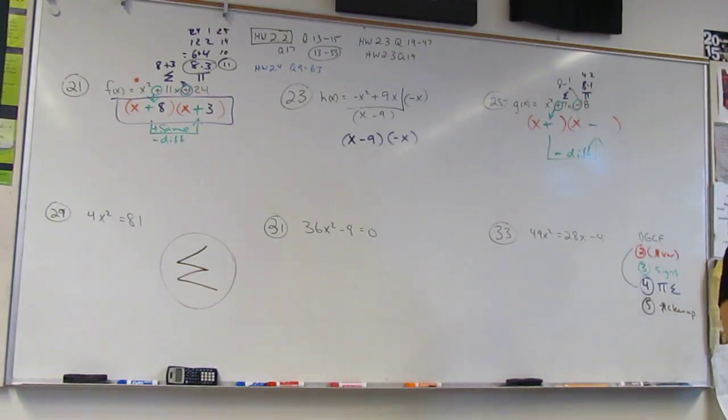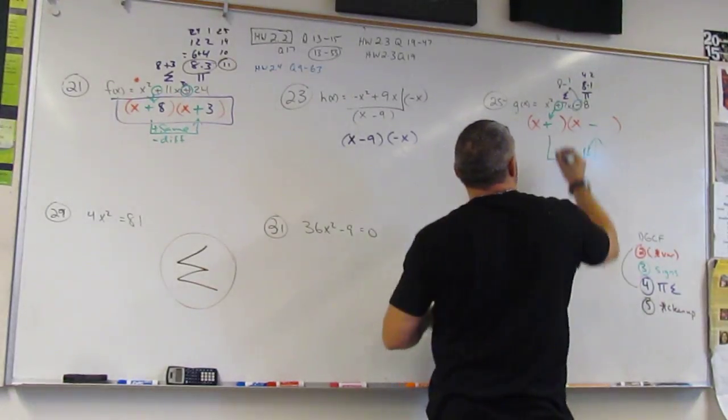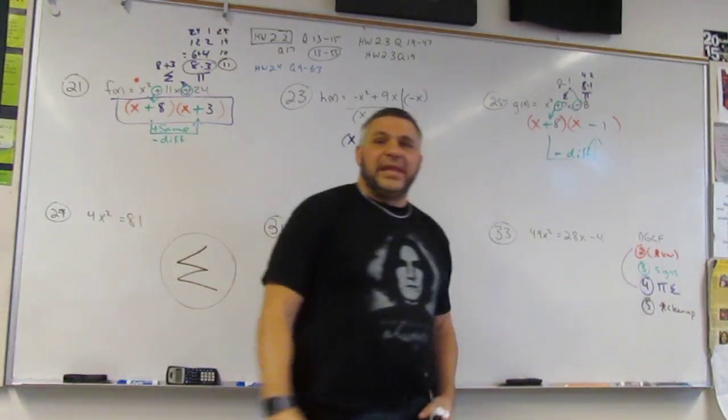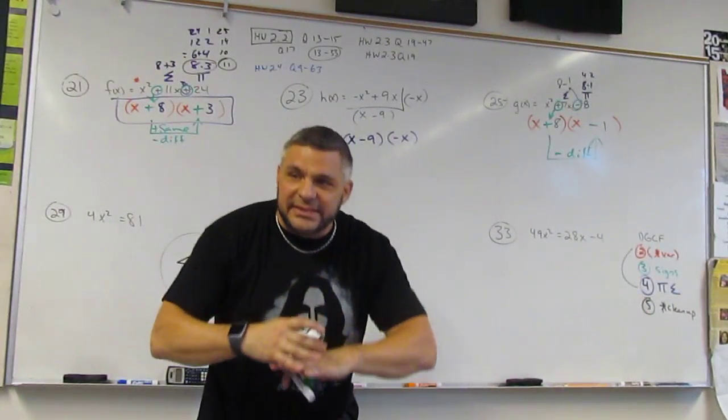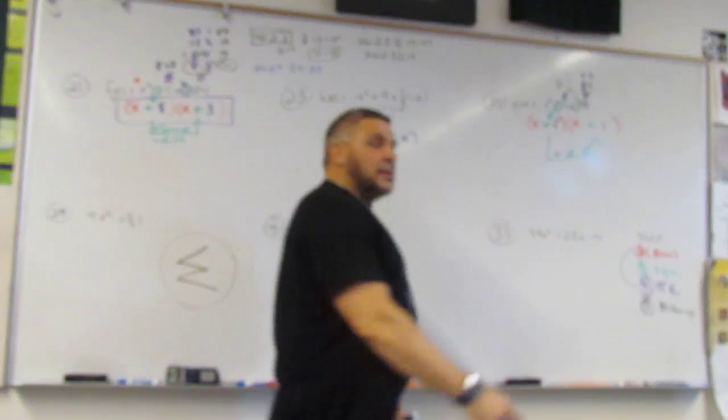Now, what are our two numbers we came up with? 8 and 1. Which one's bigger? 8. And put 8 in first. Done. That's it. Every time. This is easy. This is cake.